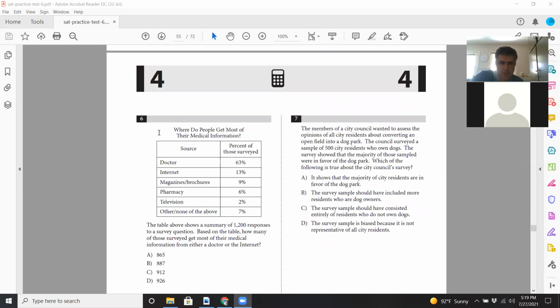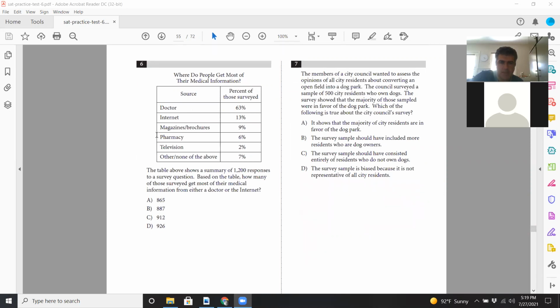But let's jump to some problems that are a little more unique to the SAT. Let's look at 6 and 7. So the table shows a summary of 1,200 responses to the survey question. Based on the table, how many of those surveyed get most of the medical information from either a doctor or the internet? Well, obviously that's 76%. And it's a calculator section, so you can do 0.76 times 1,200 people.